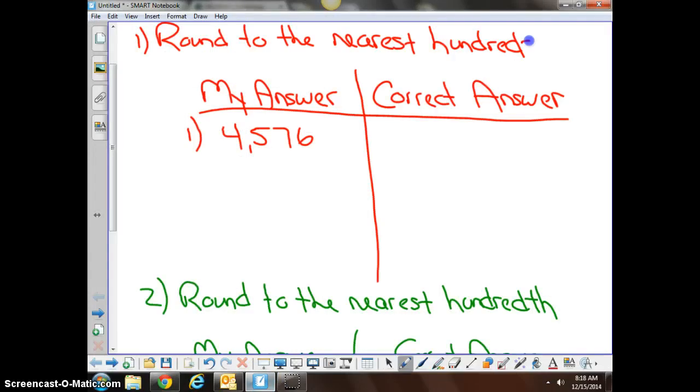And what we're going to do is underline, first of all, the number that is in the hundreds place. So in looking at the number 4,576, I'm going to underline the number 5 because that is in the hundreds place. And then I'm going to look at the number that is my boss, and that would be the next number over. So in this case, we are going to look at the 7. And so we're going to draw an arrow to the 7, which is the boss, and it's going to tell me if I should keep the 5 the same or if I should move it up one spot.